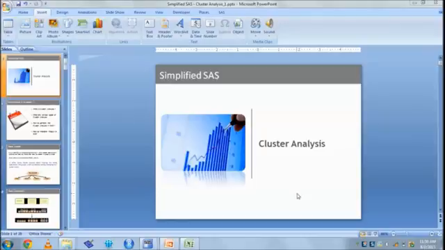In the first class we have covered hierarchical clustering. In the second class we are covering non-hierarchical clustering, which is also known as k-means clustering. So let's start the class.